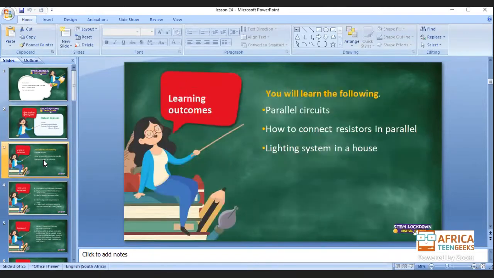So today we are going to learn more about parallel circuits and how to connect resistors in a parallel circuit. We're also going to focus on the lighting system in a house. Remember that last week on Thursday and Friday, we were looking at series circuits, if I remember very well. As usual, I always give you homework.